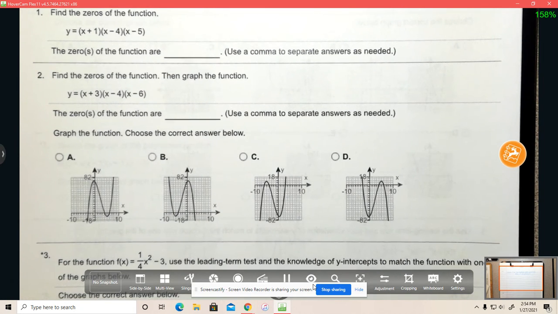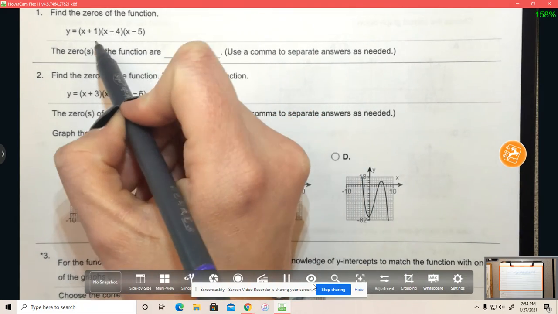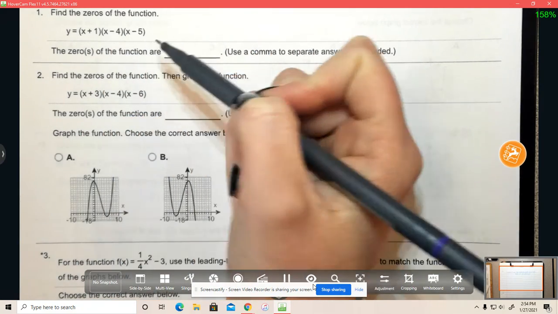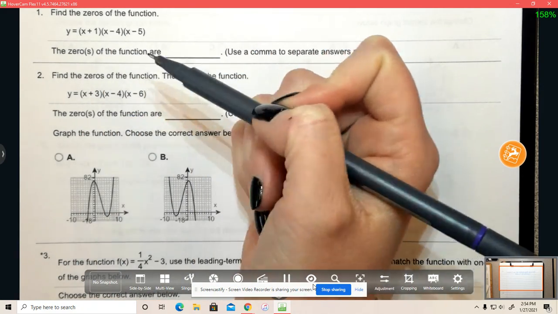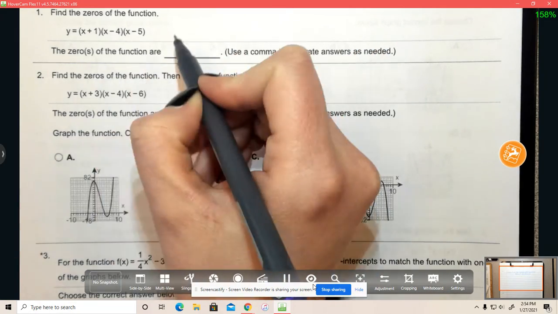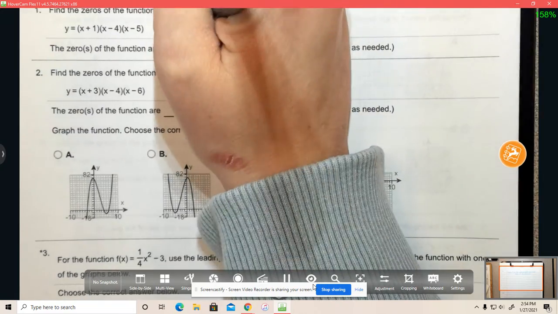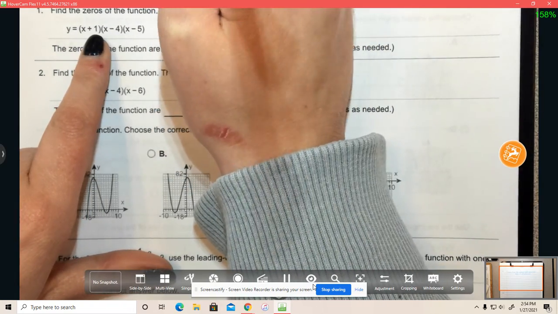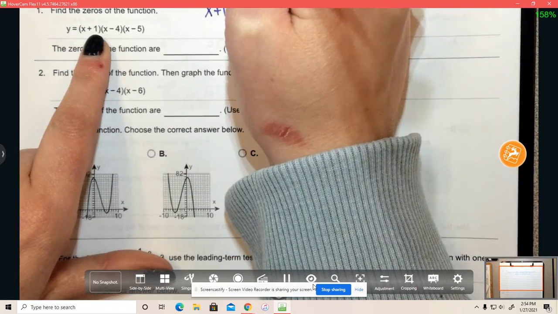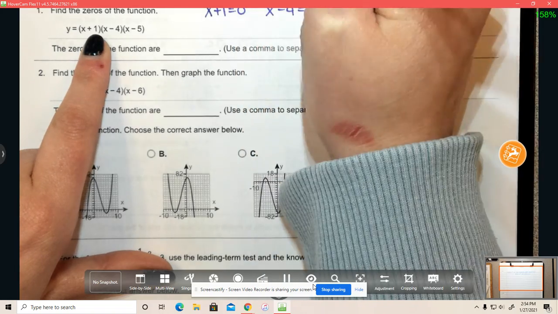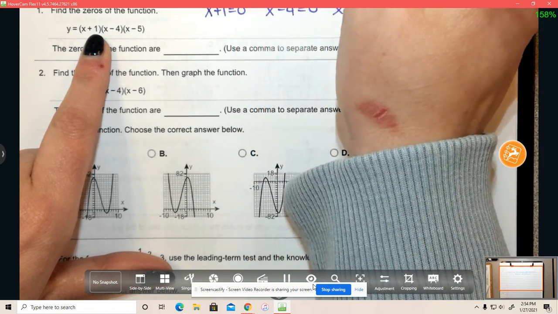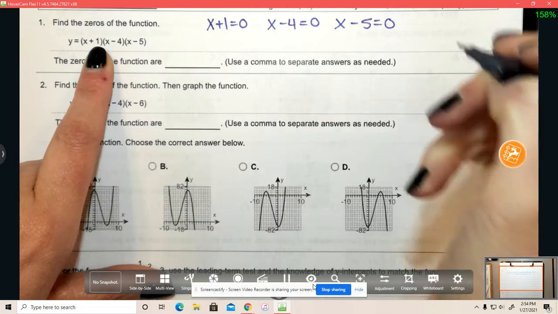Okay, so number 1, we find zeros of the function. And so I mentioned that we could do this algebraically, okay, and so that's what we're doing here. So it's already factored, so we just set the factors equal to 0 and solve. Now, we did that with quadratics, and we saw a pattern. So we'll see if you notice it again. So we do x + 1 = 0, x − 4 = 0, and x − 5 = 0. Okay, so you solve those.